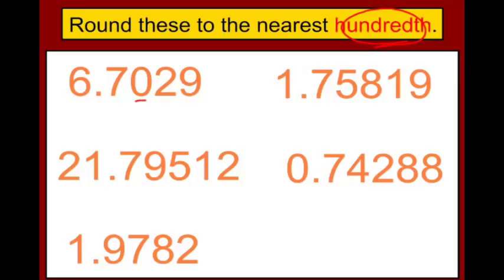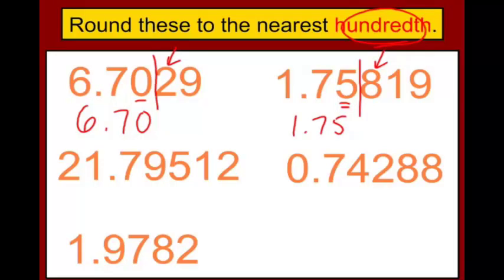So this is your hundredth spot right here. So let's get up our door. And who's that knocking at the back door? It's a 2. So let's think of this in terms of money. This would round to $6.70. On the next one, this is your hundredth spot. Let me get my door up. Who's that knocking at the back door? It's an 8. So this would round up to $1.75 to the nearest hundredth. Oh, I'm sorry. That rounds up. It'd be $1.76.